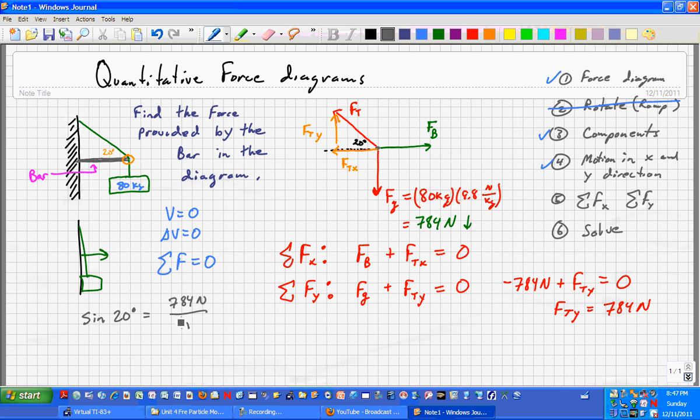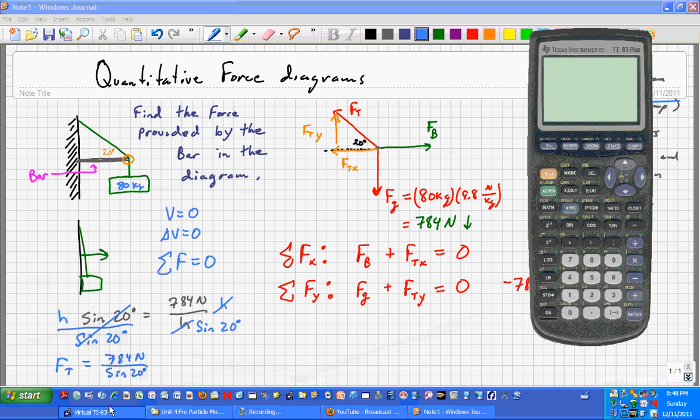I can just do some algebra here. I multiply both sides by the hypotenuse, so it cancels out over here. Then I divide both sides by sine of 20 degrees, and I wind up with the hypotenuse equal to, in my case, that hypotenuse is F_t. F_t is going to be equal to 784 newtons divided by sine 20 degrees.